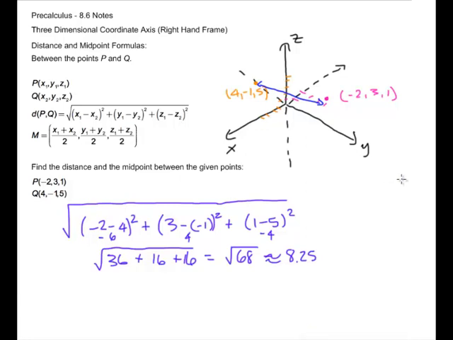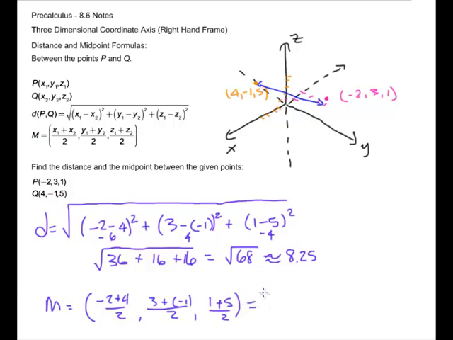Okay? Not hard. The same thing with midpoint then. So if this is distance, midpoint's the same thing, except now I need 3 coordinates instead of just the 2. So I'm going to add the x-coordinates up and divide by 2. Negative 2 plus 4 divided by 2. That's x. For y, 3 plus negative 1 divided by 2. That's your y. And then 1 minus 5 divided by 2. I'm sorry, 1 plus 5 divided by 2. There's your z.